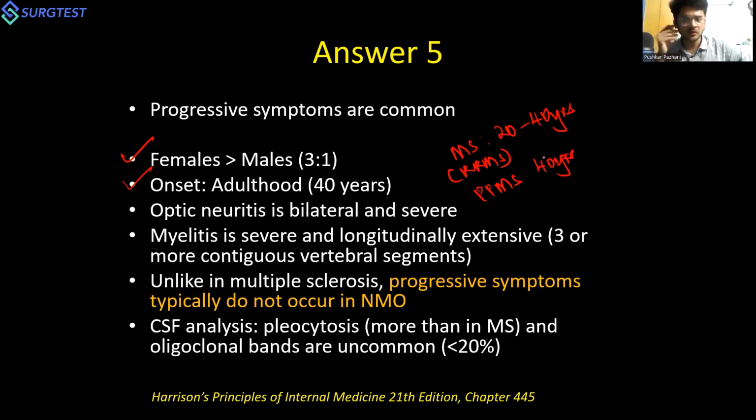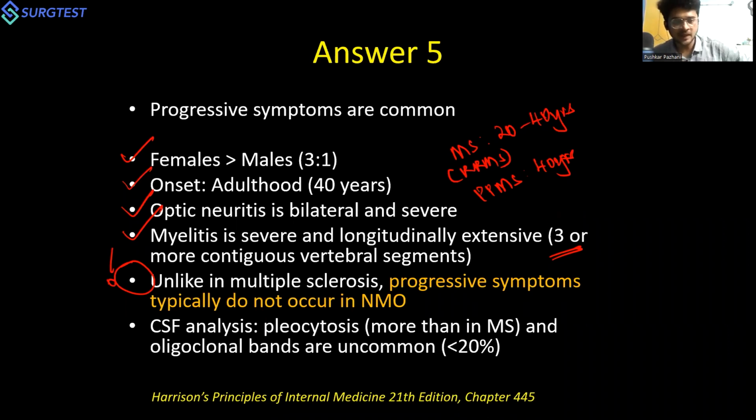But if you take MS in the whole sense, usually MS has a younger age of onset, but NMOSD is usually a disease of adulthood, usually around 40 years of age. And yes, the optic neuritis is bilateral and severe, as discussed earlier, and the myelitis is very severe, longitudinally extensive, that it involves 3 or more contiguous vertebral segments. And very important, that is the one in our question, unlike in multiple sclerosis, progressive symptoms is not a feature of NMO. Progressive features is a feature of multiple sclerosis.